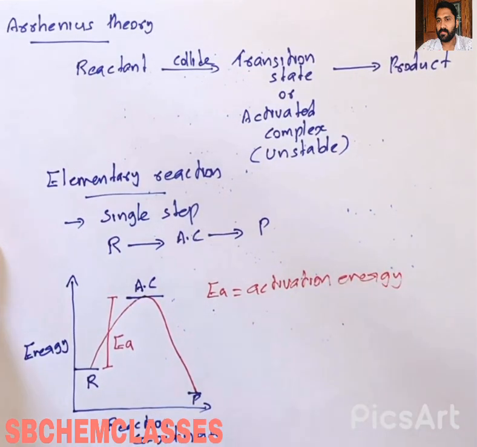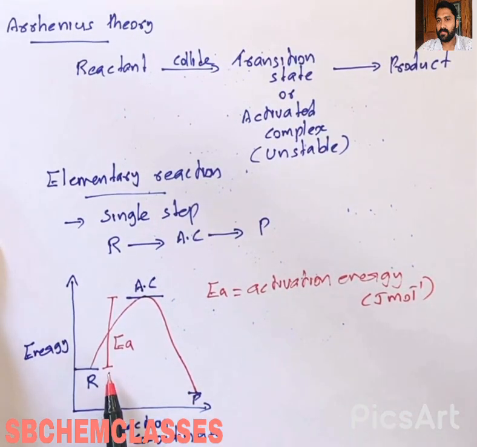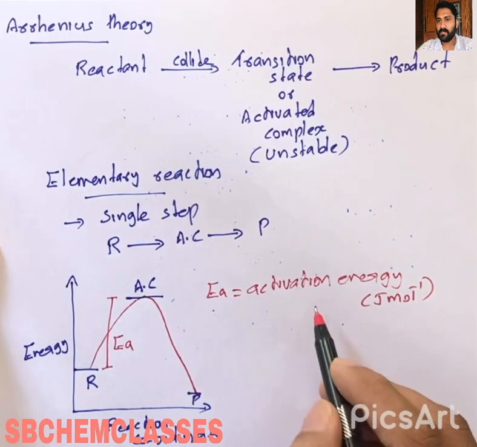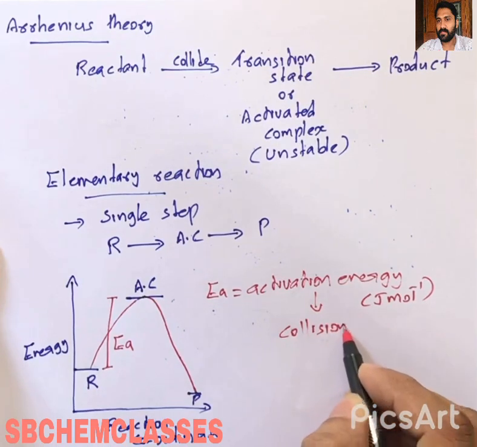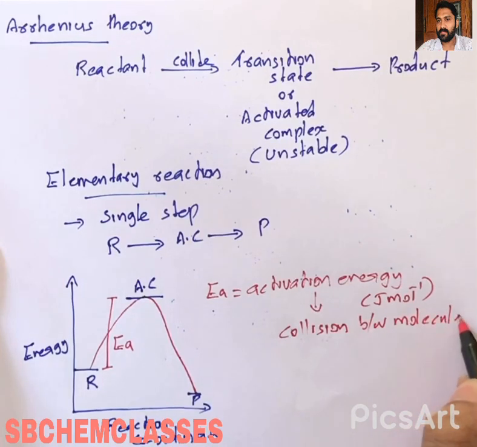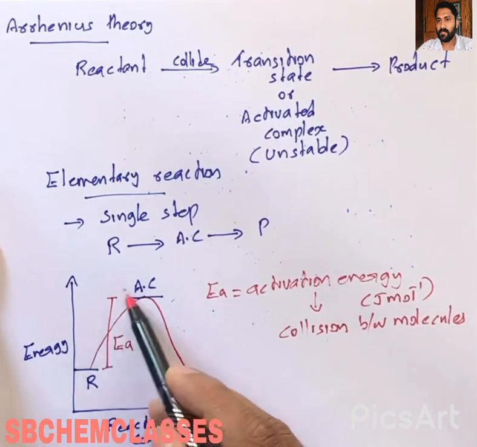Activation energy has the unit joule per mole. So this is the additional energy required for reactant molecules. This energy is gained by collision between molecules. So this additional energy is attained by collision between molecules. It is the energy of the reactant that it has at first, plus the additional energy required for the reaction.